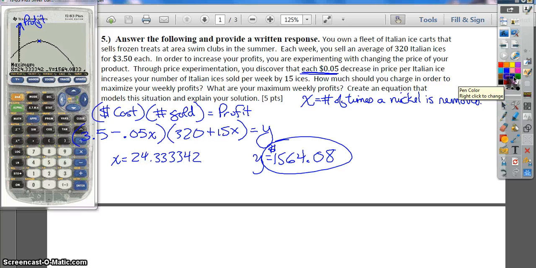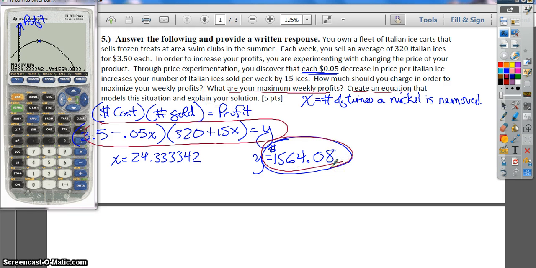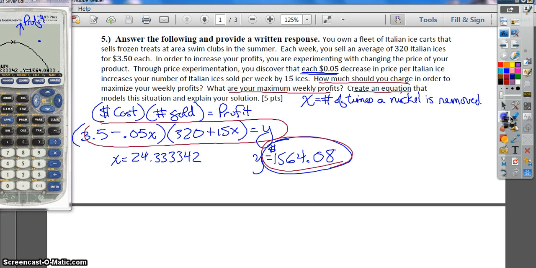So let's talk about it. We have our equation. That's right here. What is your maximum weekly profit? That's right here. Now we're going to figure out how much we should charge. That's what I'm doing now. To get what we need to charge, what I'm going to basically do here is plug this x value into my cost number. So this will be 3.5 minus 0.05 times 24.3333.